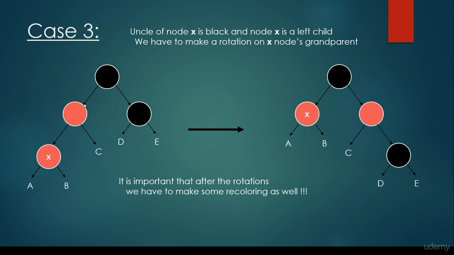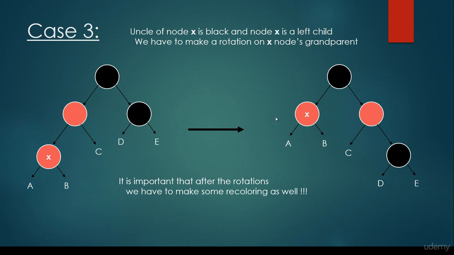And what's very important is that the parent and grandparent colors have been swapped. So the parent of X is going to have the color black, and the previous grandparent, which is moved here, is going to have the color red. So we have to make a simple right rotation on the grandparent, plus we have to make some recoloring as well. Okay, so this is the case 3.